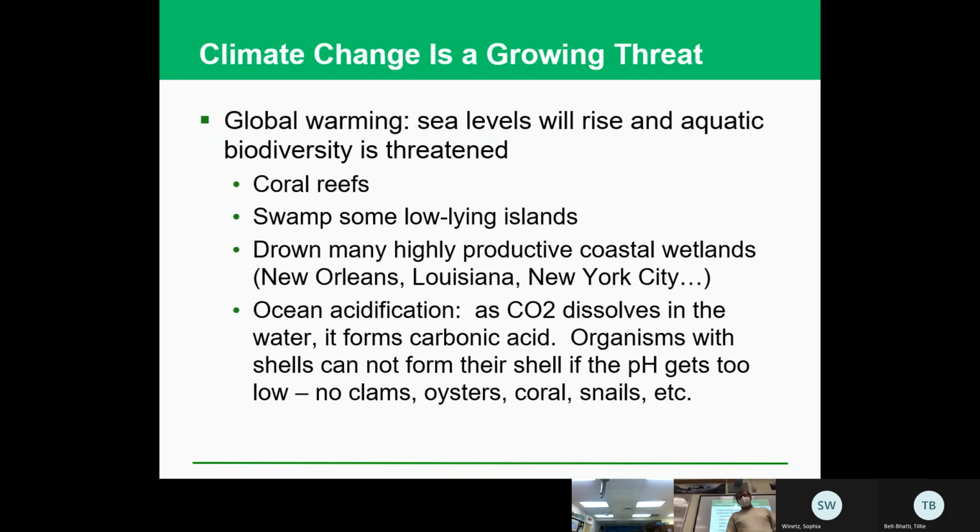And when the coral is not feeling healthy, it will expel that algae. And so then the coral is just pure white. So it's coral bleaching.